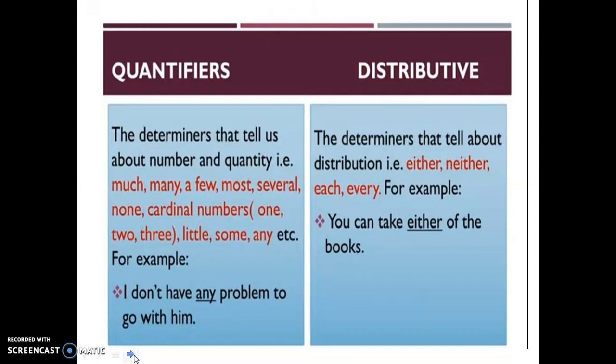Distributives. The determiners that tell about distribution. For example, either, neither, each, every. For example, you can take either of the books. It means you can take this one or that one.